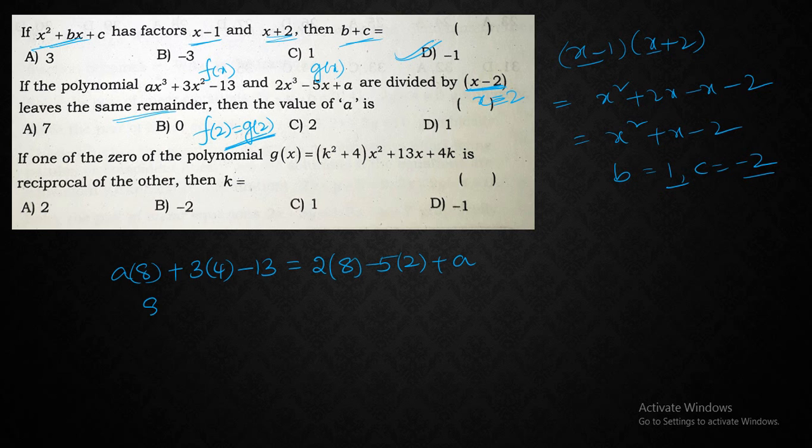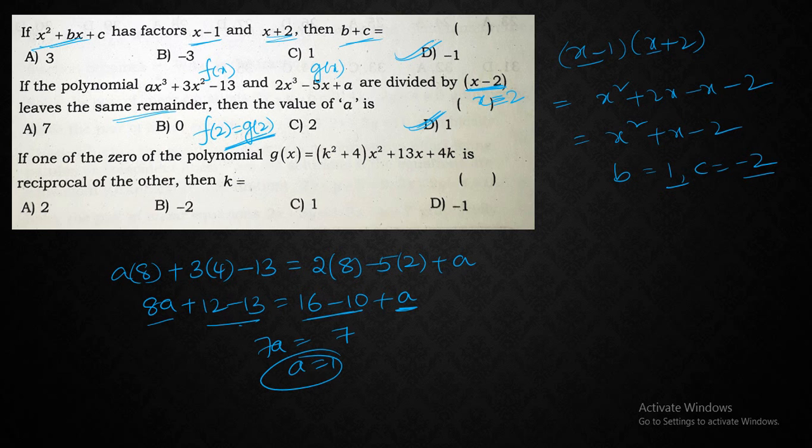Now when I simplify this, it becomes 8a plus 12 minus 13 is equal to 8 twos are 16 minus 10 plus a. Now 12 minus 13 is minus 1, and 16 minus 10 is 6. So if I transpose this minus 1, it becomes 7 is equal to, if I transpose 8a minus a, 7a. So clearly a is equal to 1. So the answer is a is equal to 1.